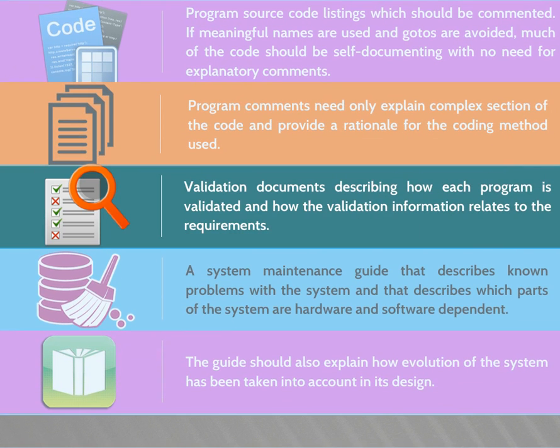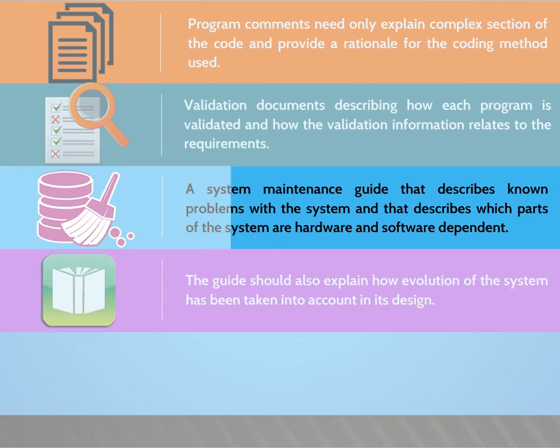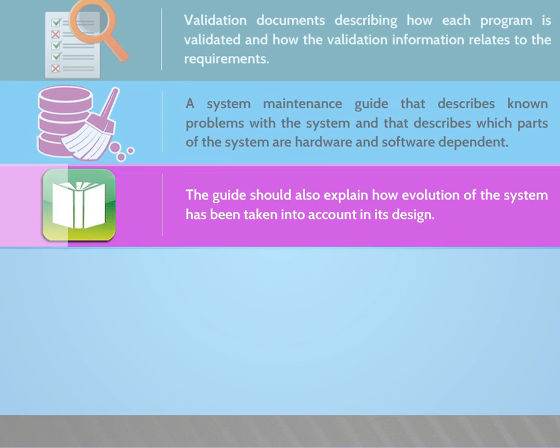Validation documents describing how each program is validated and how the validation information relates to the requirements. A system maintenance guide that describes known problems with the system and which parts of the system are hardware and software dependent. The guide should also explain how evolution of the system has been taken into account in its design.